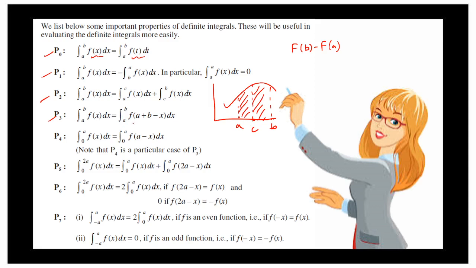of (a plus b minus x), lower limit plus upper limit minus x, then also we are going to get the same result. Next property is a particular case of this previous property, lower limit plus upper limit. So here we have 0 to a, so lower limit plus upper limit minus x, f(a minus x). This is a very useful property and we'll use it in almost 90% of questions.